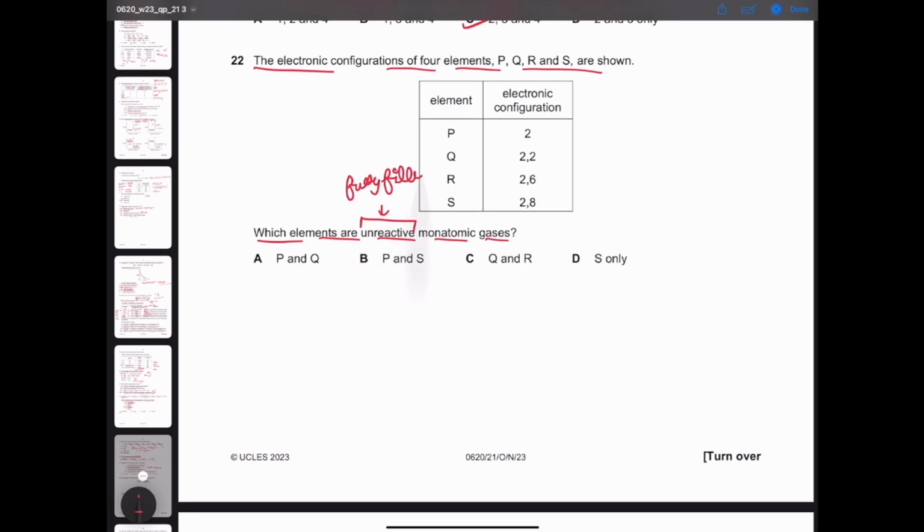Fully filled valence electron. First of all, element S. This is the configuration of neon. You can check in the periodic table. Neon has atomic number 10, so the configuration is already 2, 8.